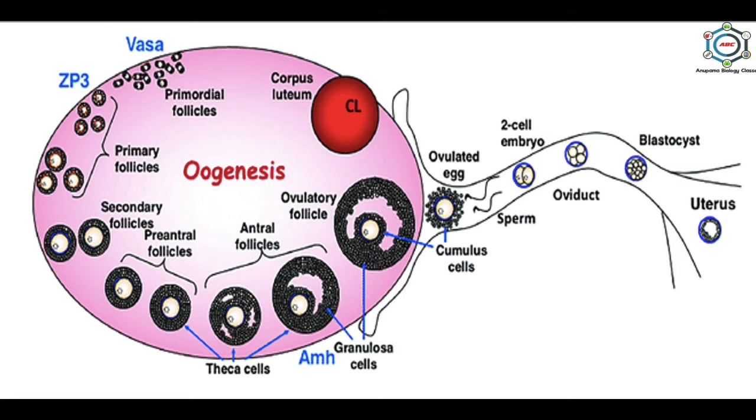Oogenesis differs from spermatogenesis in that it begins in the fetus prior to birth. Oogenesis is the differentiation of the ovum. So at first the primordial germ cells form primary follicles which form secondary follicles. Here it shows many phases like the pre-antral follicular phase, antral follicular phase and ovulatory follicles, etc. And after that the ovulated egg comes into the fallopian tube, and after attachment of the sperm, fertilization occurs and the process of embryogenesis starts.